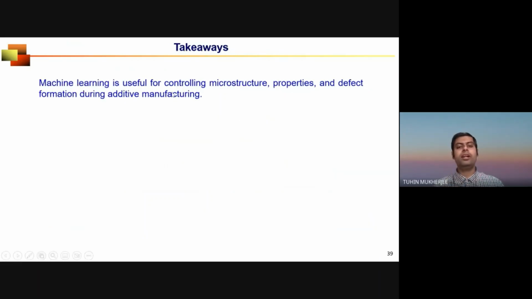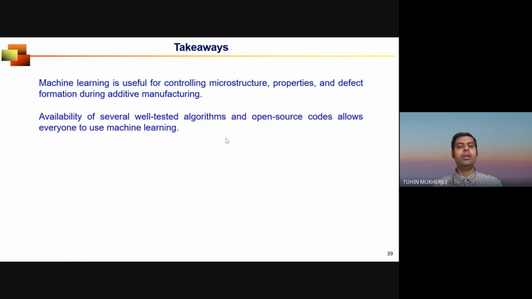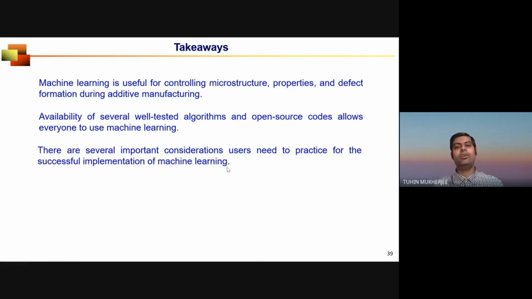Machine learning is definitely useful for controlling microstructure properties and defect formation, and I have given several examples for that. And also, as I have pointed out, there are several well-tested algorithms and open source codes that anyone can use for applying machine learning to solve problems in additive manufacturing. And also, as we are discussing, and there were questions, we need to understand what we are doing. There are several important considerations that we as users need to practice for successful implementation of machine learning.